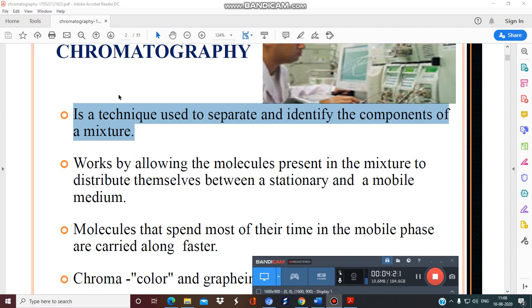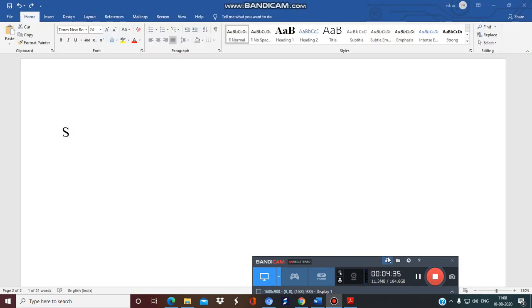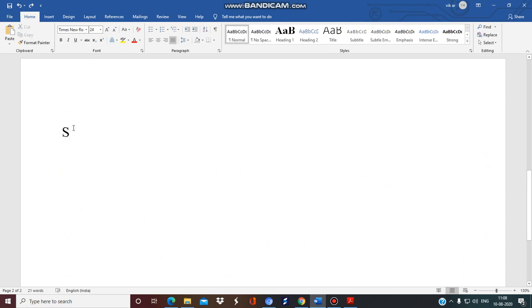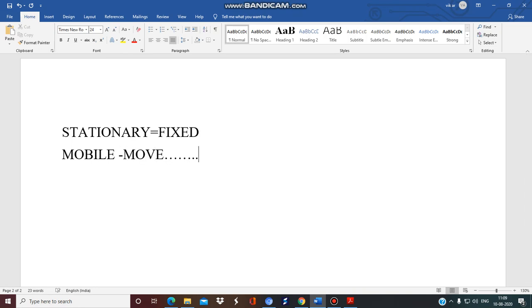So how does it work? Chromatography works by allowing the molecules present in a mixture to distribute themselves between the stationary phase and the mobile phase. So always remember these two things. For doing chromatography you need two phases: first the stationary phase and second the mobile phase. As the name indicates, the stationary phase will remain fixed at one position, and the mobile phase will move from one place to another in a particular procedure.